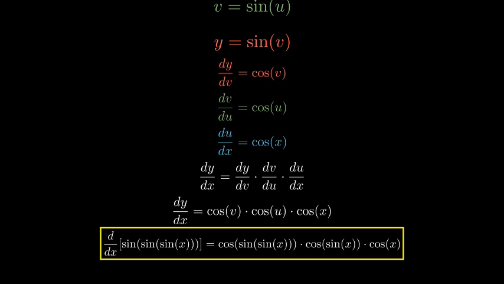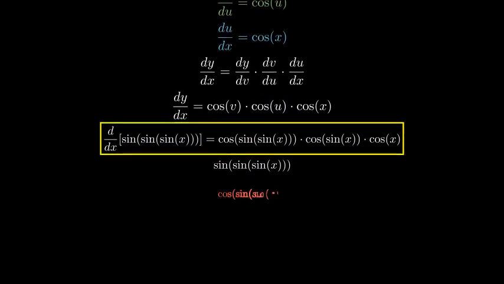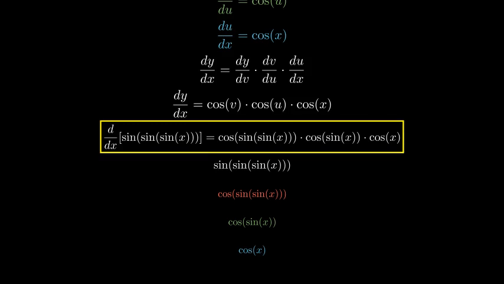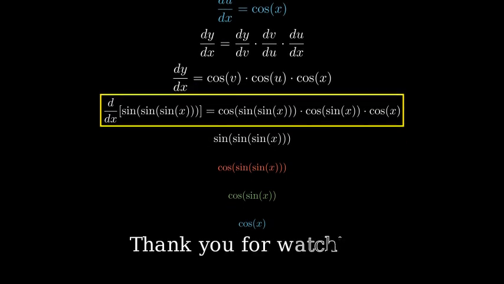Let's visualize how this works with a diagram. Each nested sine function is differentiated using the chain rule, and each derivative contributes a cosine term to our final answer. And that's how we find the derivative of sine of x using the chain rule.